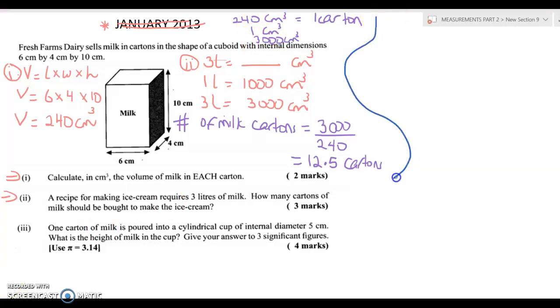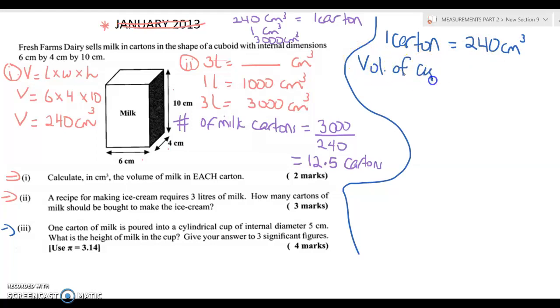So now it says 1 carton of milk is poured into a cylindrical cup. So that means cylindrical cup, cylinder, right? Of internal diameter of 5 cm. What is the height of milk in the cup? So now 1 carton, which is 240 cm cube, goes into the cylindrical cup. That means that the volume of the cylindrical cup is going into the cup, right?